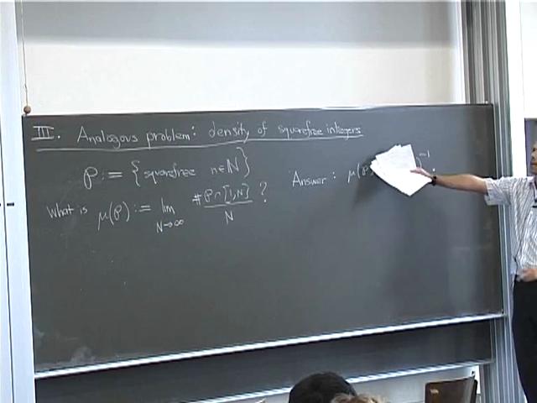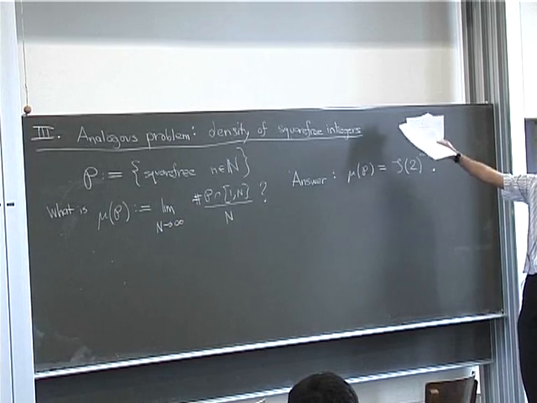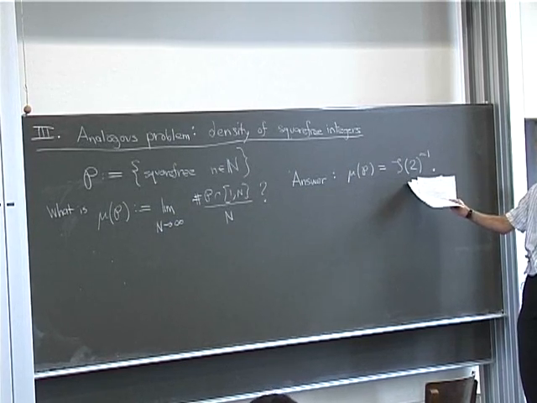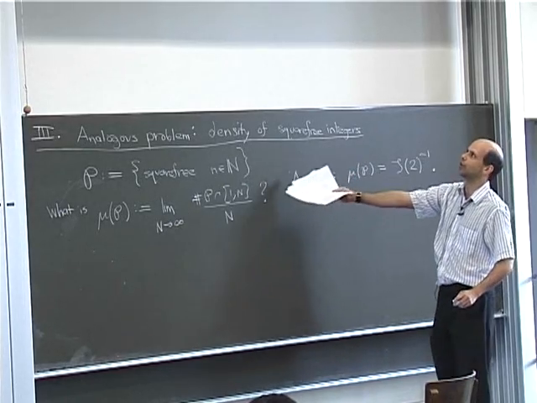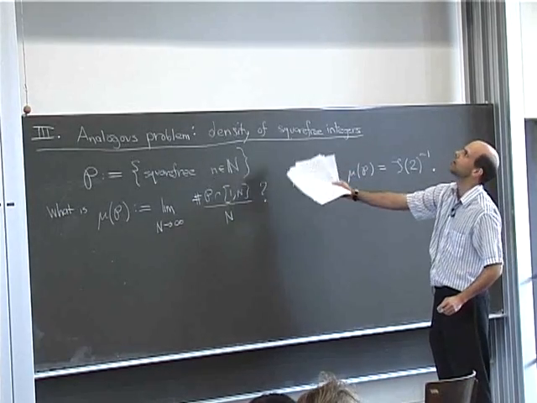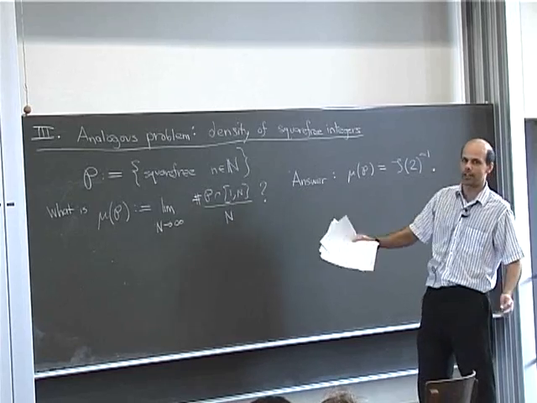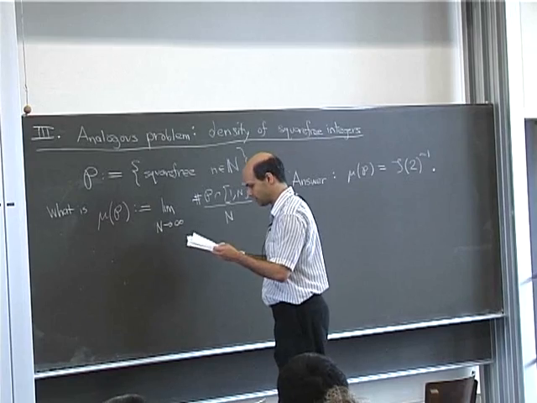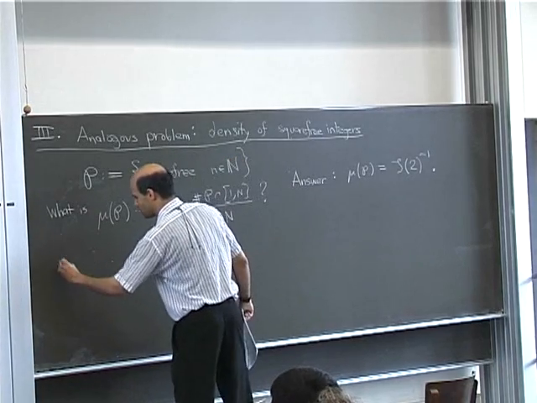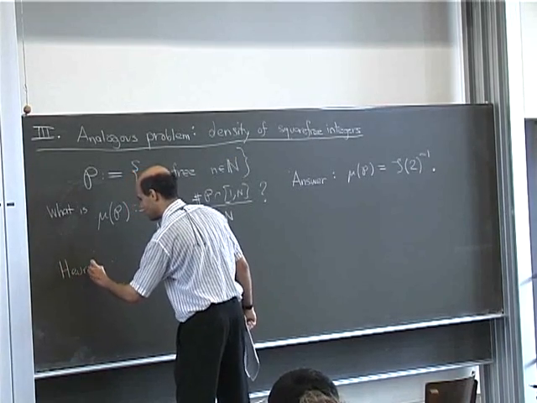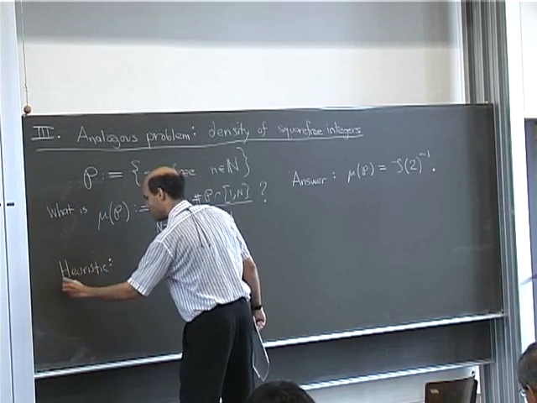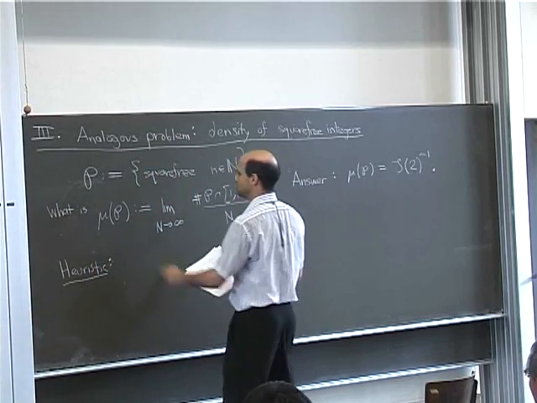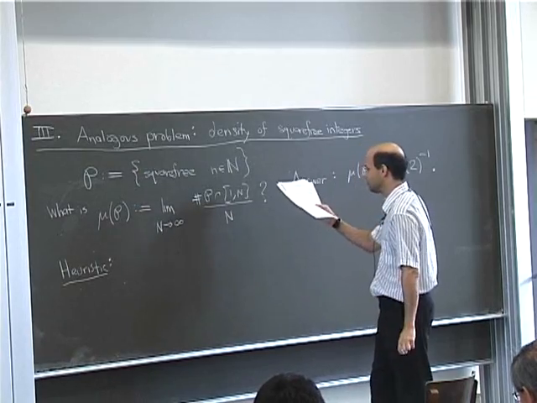Okay, anyway, what I'm going to do now is explain where this number comes from, and then show how the same idea, plus some extra ideas, will lead to the proof of the Bertini theorem. Okay, first, before I give a proof, let me just give the heuristic. So why should the answer be zeta of 2 inverse?